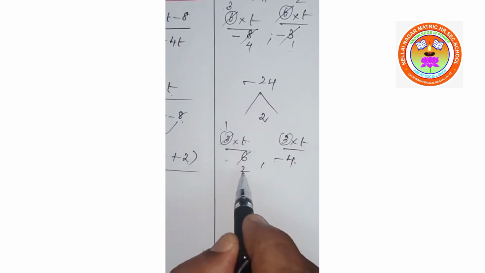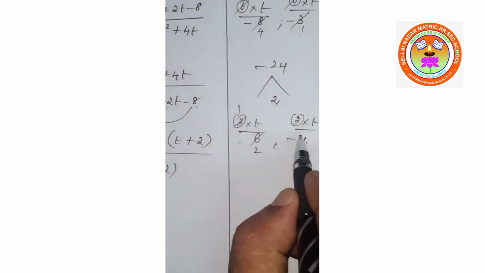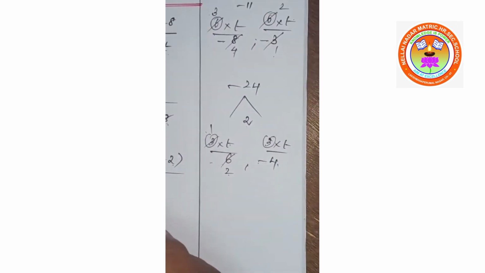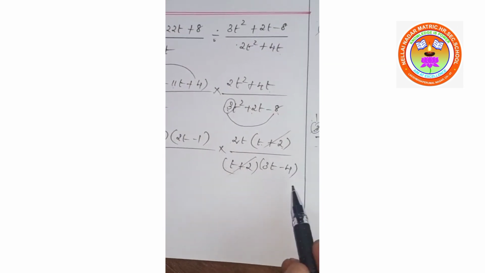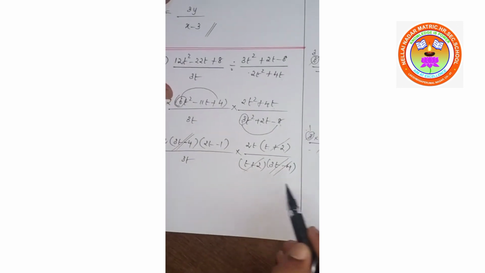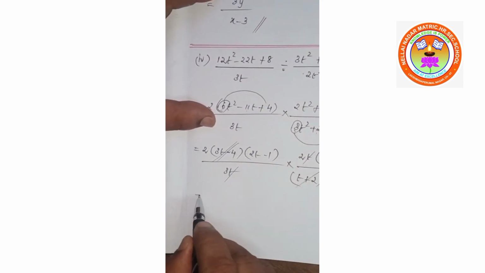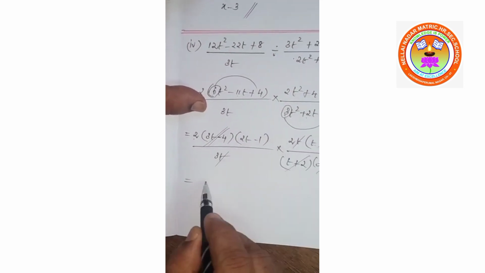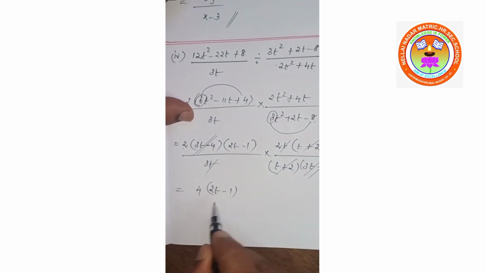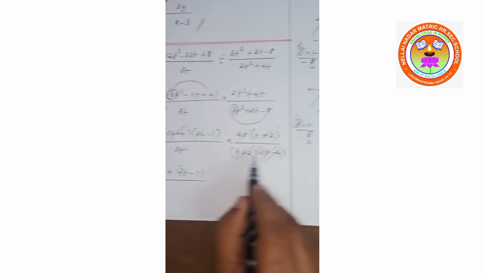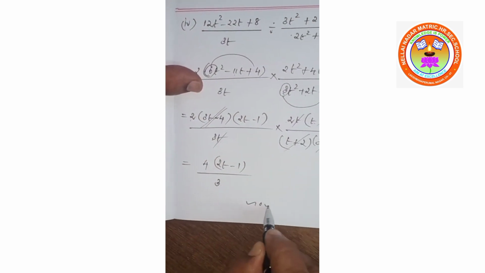So 1 into t plus 2. t plus 2 in the numerator, first factor. Second factor is 3t minus 4. 3t minus 4. t plus 2 gets cancelled. 3t minus 4, 3t minus 4 get cancelled. t gets cancelled. That is equal to 2 into 2, 4. Then we have 2t minus 1, 4 into 2t minus 1 divided by, cancelled, 3 only left in the denominator. That is the answer.